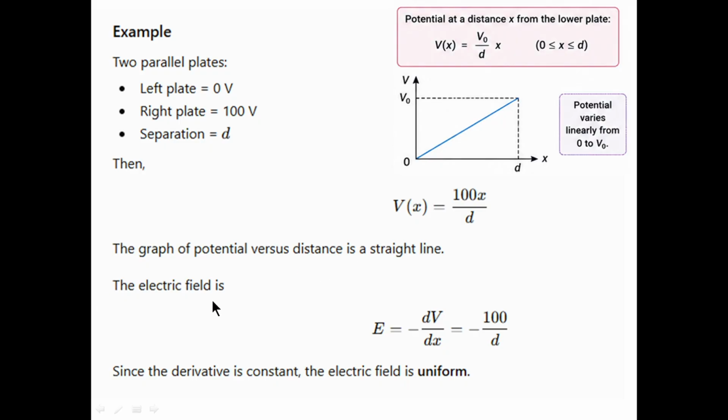We can calculate the electric field by taking the derivative of this potential with respect to x. We have E is equal to minus dV upon dx, which is equal to minus 100 upon d. Now this 100 upon d is a constant, so the derivative is constant, and the electric field is uniform.